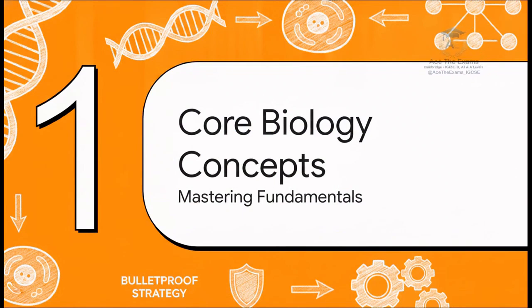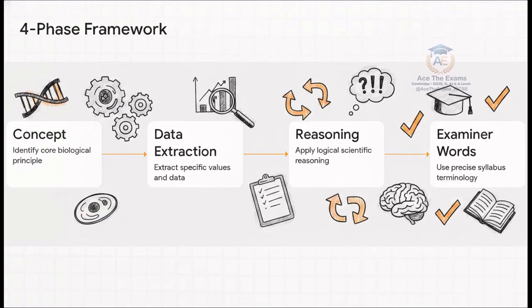Okay, moving into Section 1, Core Biology Concepts and Mastering the Fundamentals. To completely dodge those fatal traps we just talked about, principal examiners say you need a bulletproof systematic framework for every single question you answer. Here's your 4-phase framework for high-mark answers. Step 1. Identify the core biological concept. Step 2. Extract specific evidence and data from the provided stimulus. Step 3. Apply scientific reasoning using logical, causal statements. And finally, Step 4. Finalize your answer using exact syllabus terminology.